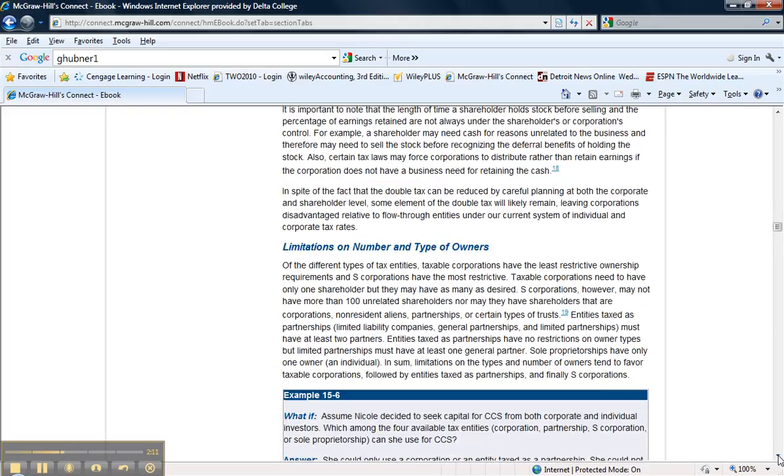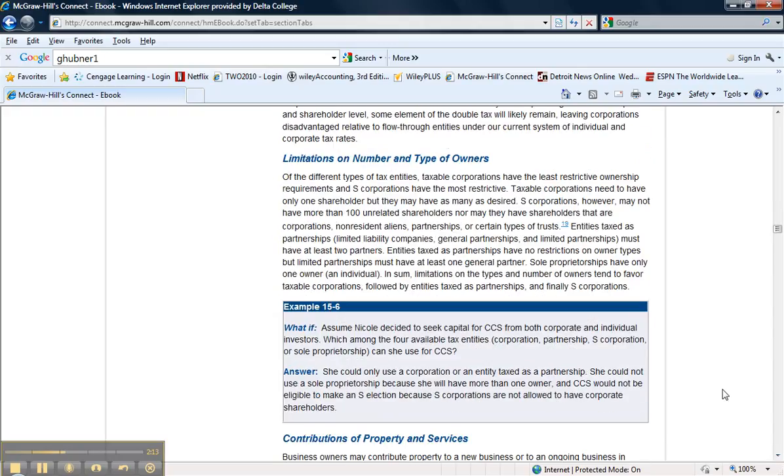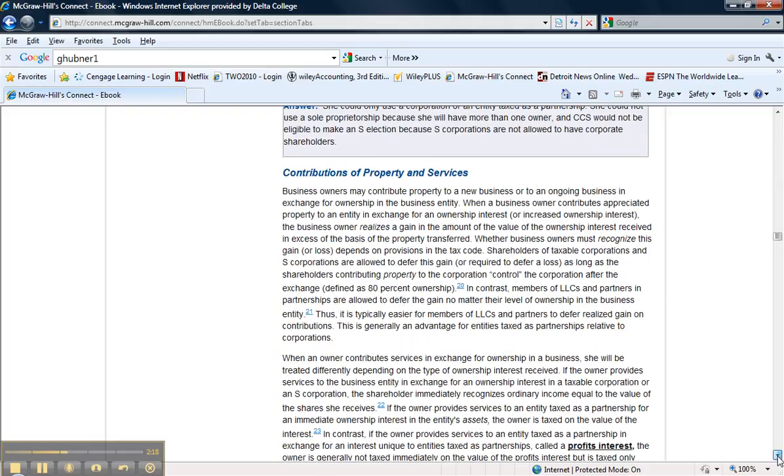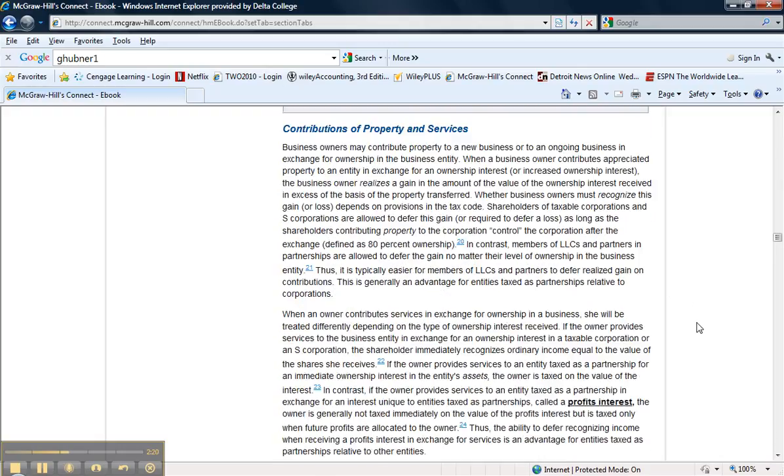More stuff to read here. There's limitations on number and type of owners for the different types of entities. And then there's different results when you are contributing property and services to an entity. Basically, let's say when you're starting up a company, you have an individual and you've either got money or property you're going to contribute to the entity, or you're going to contribute services to the entity in exchange for ownership rights in the entity. So in that situation, you have different results depending on what type of entity you're dealing with.